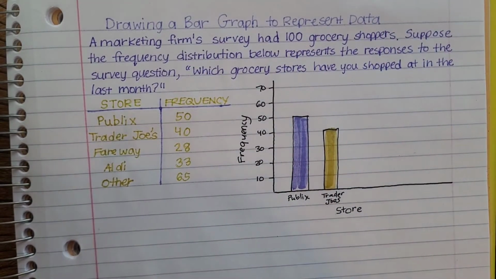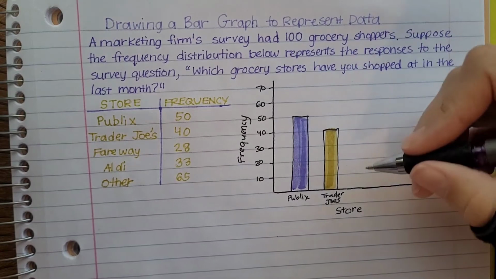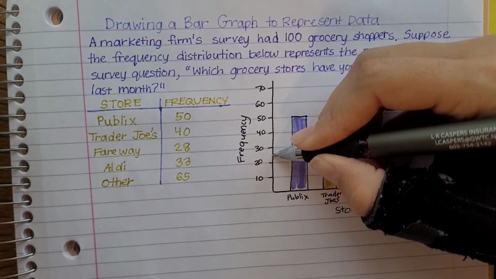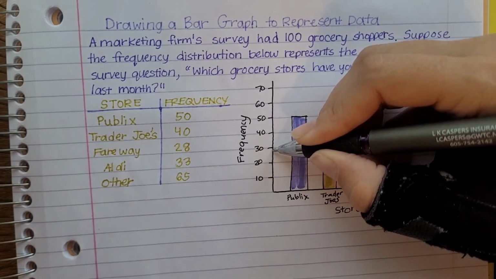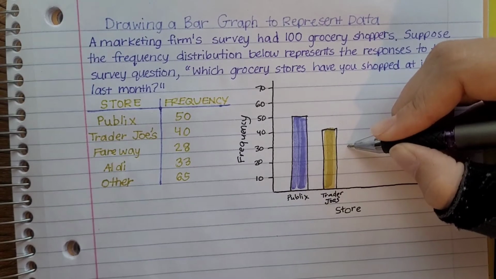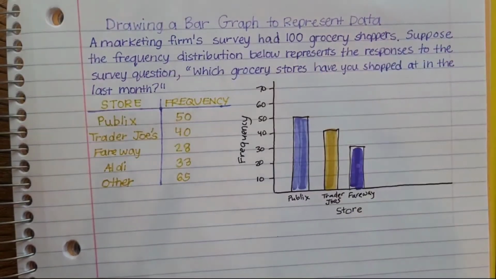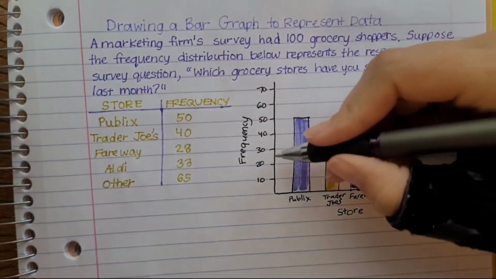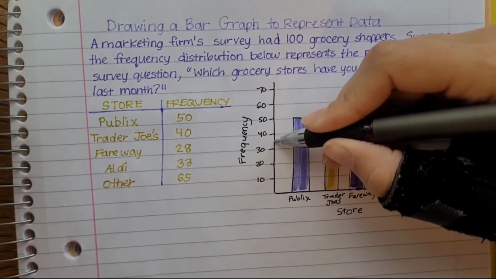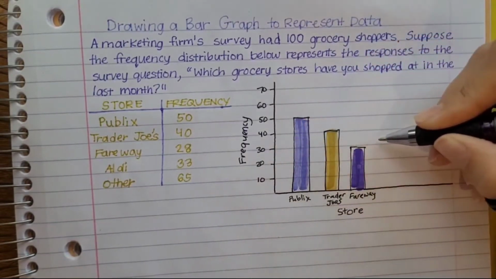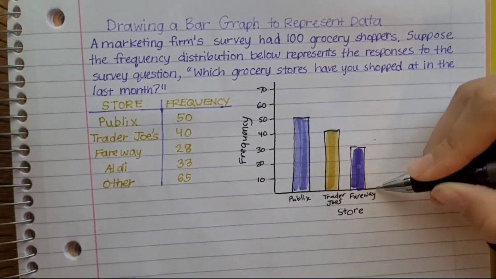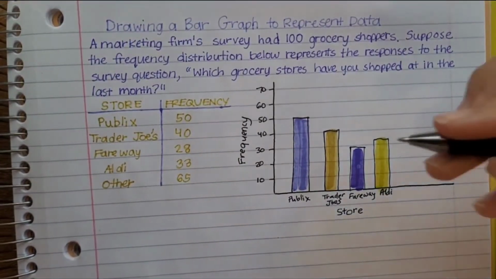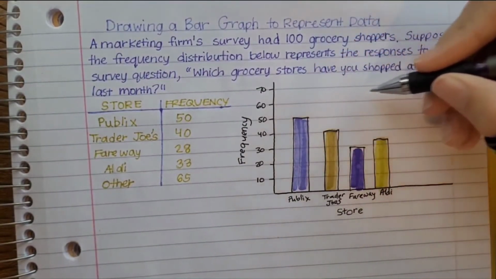Our next is Fairway, and we have 28. So it's not exactly in here, but we know halfway is 25, 26, 27, 28. So it's almost going to be to my blue line over here. We have Aldi at 33 visits. So above 30, remember halfway is 35, so slightly below, which is going to be slightly above this blue line. And our last category is Other at 65 visits. So up here is 60, halfway.